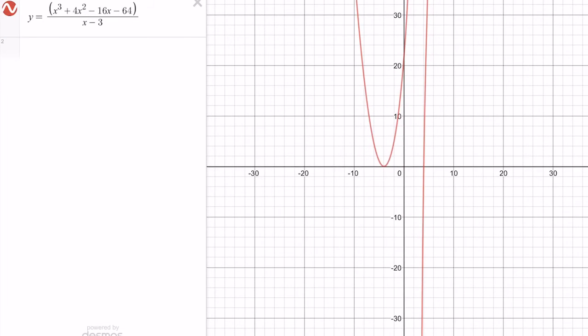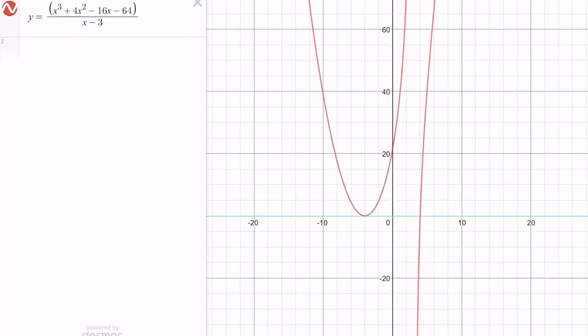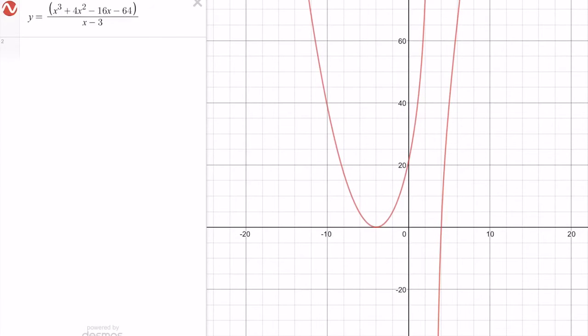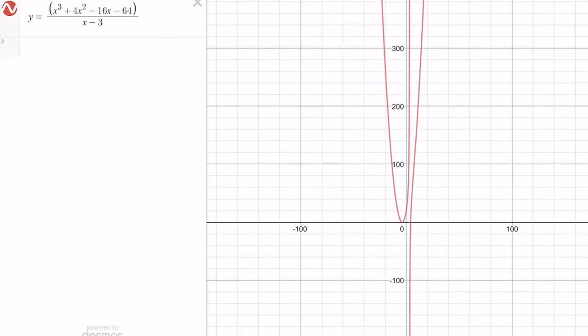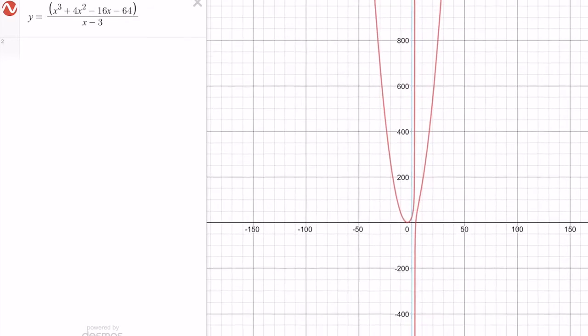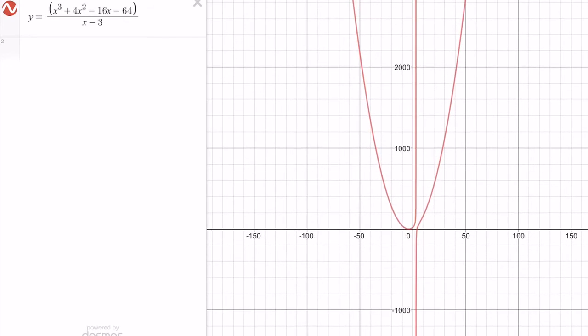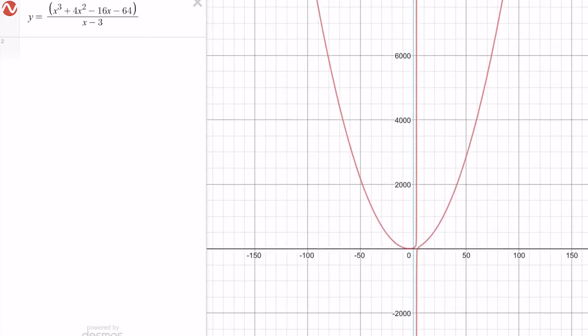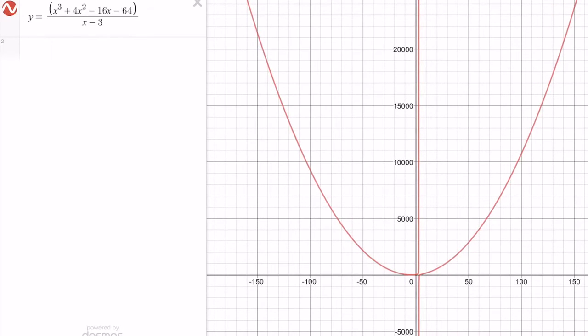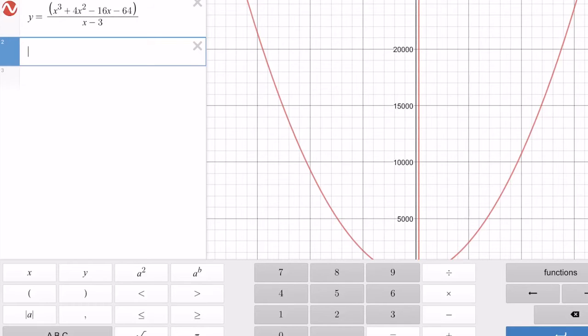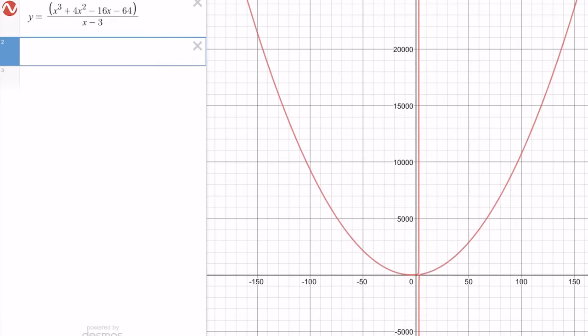So here I've graphed y equals the whole rational function, x cubed plus, and I'm just adjusting the screen so we can get a good look at it. It doesn't really look like a parabola, but as we zoom out, as we get farther and farther, it starts actually looking like a parabola. Now, when we're way out, we barely see that vertical asymptote at 3. It really just looks like a parabola, where in the middle there's a funny little thing.